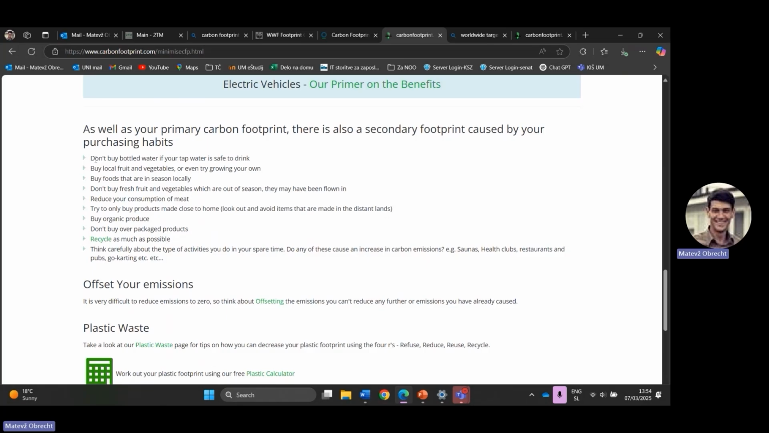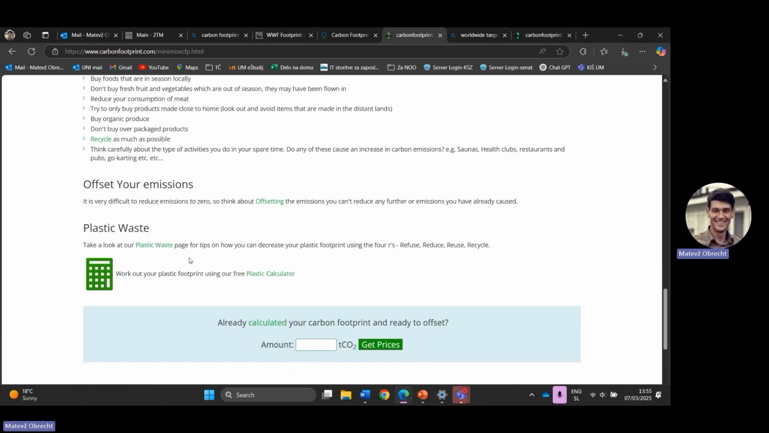Avoid over-packaged products and so on. So you can set quite a lot of goals for yourself. You also have here the calculator, for example, for plastic waste.